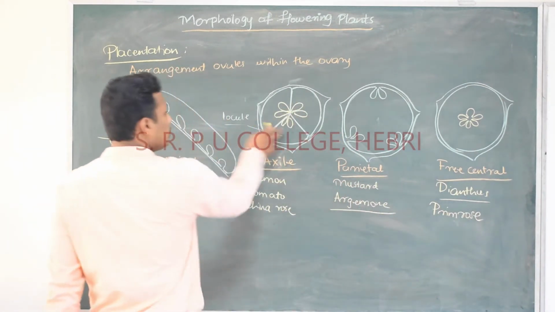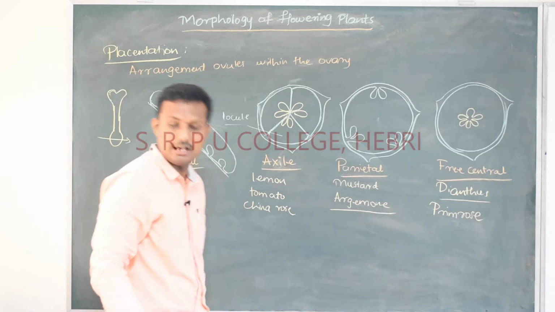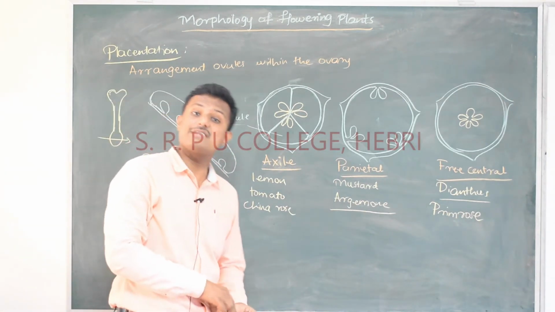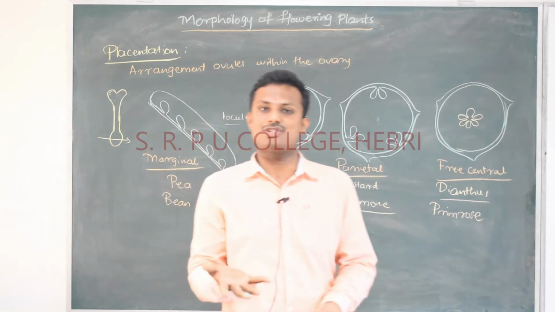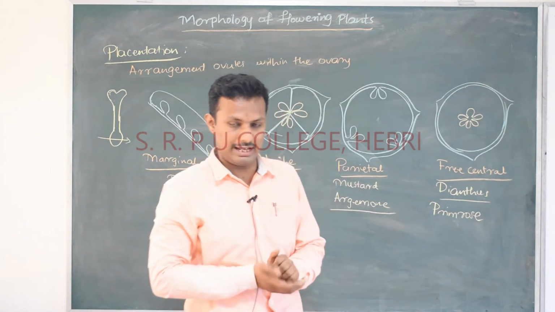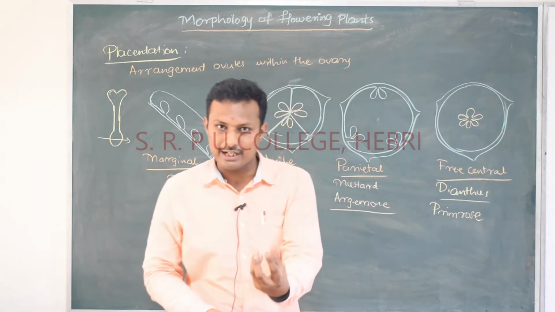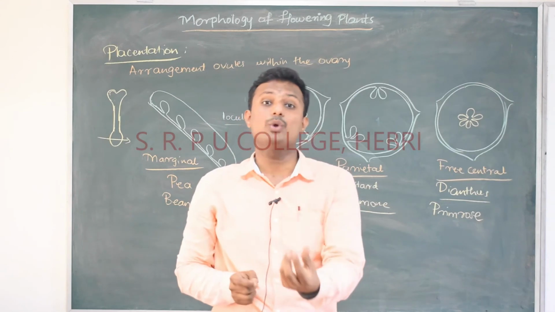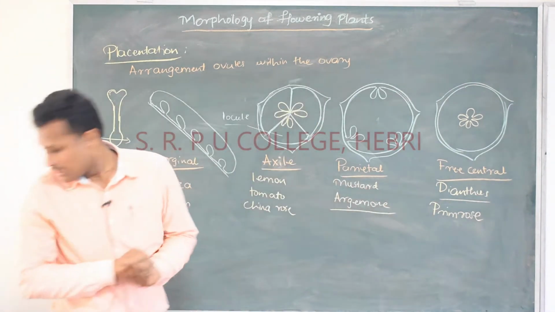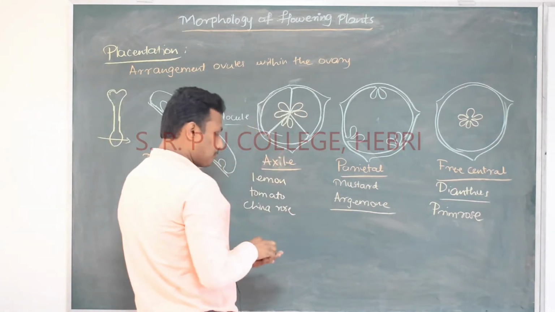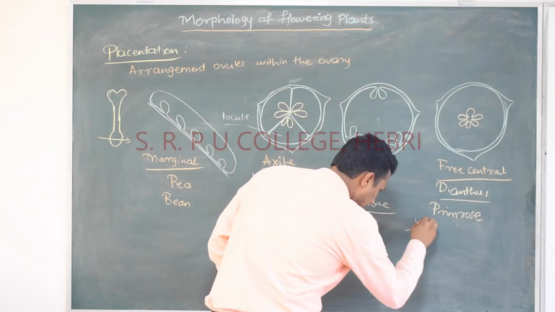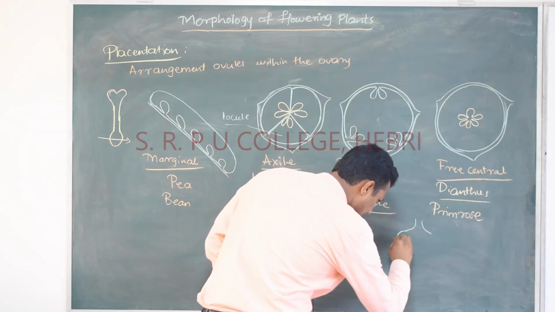We have seen four types of placentation, and the last type of placentation that we are going to study is called basal placentation. As the name itself suggests, the ovule is attached at the base. In basal placentation, there is only one ovule inside the ovary, and that ovule is attached to the base of the ovary. In what fruit or species do we find such an arrangement of the ovule? Let us see.